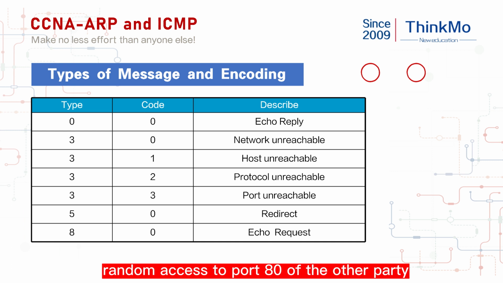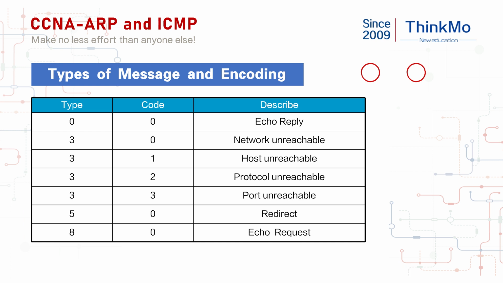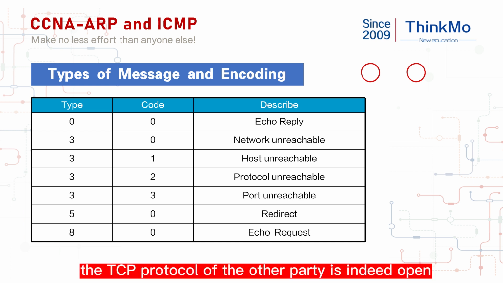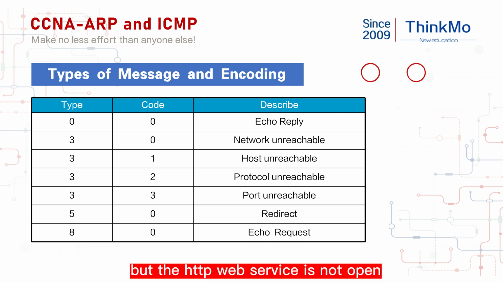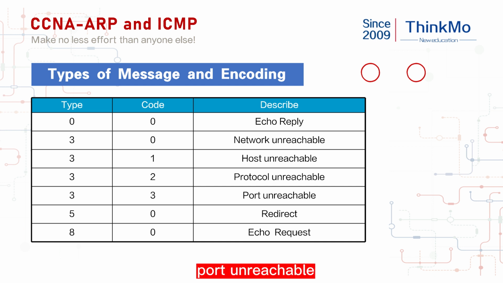Random access to port 80 of the other party. The TCP protocol of the other party is indeed open, but the HTTP web service is not open. Port unreachable. So from network to host, to protocol, to port, layer by layer, it gets more and more detailed.